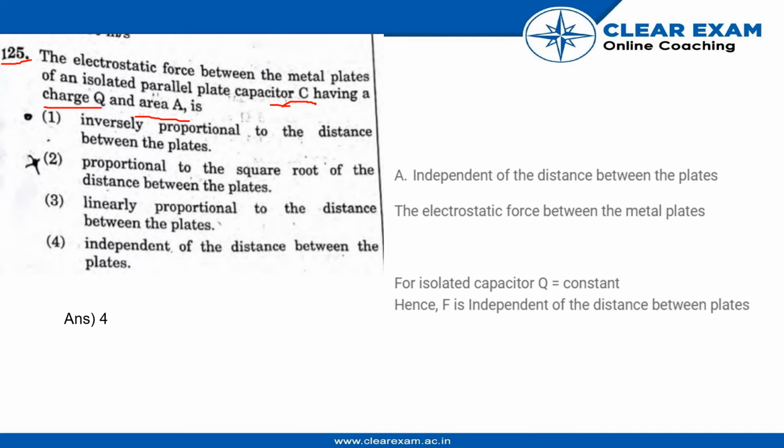So we have been given a capacitor C which has a charge Q. According to it, for an isolated capacitor, Q is constant, hence F is independent of the distance between the plates. So we can say that the electrostatic force between the two metal plates is independent of the distance between the plates. So answer number 4 will be correct.